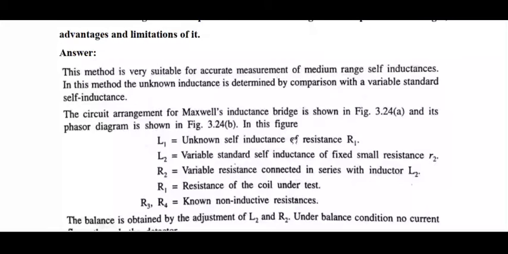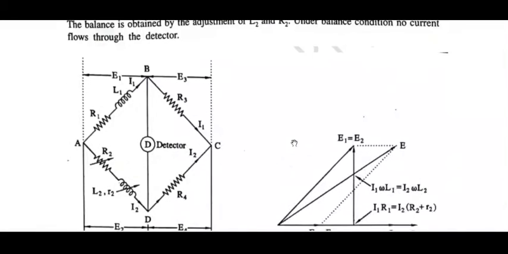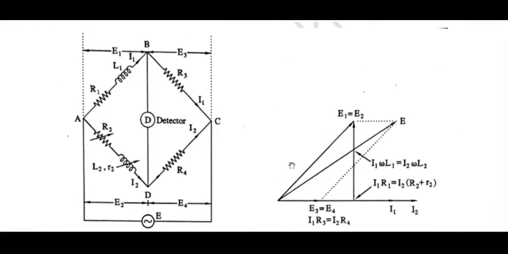Now we will see, this is the circuit for the bridge. And in this circuit you can see these are the four arms: arm AB, then arm BC, then arm CD, and then arm AD. So these four arms we can see in this circuit.